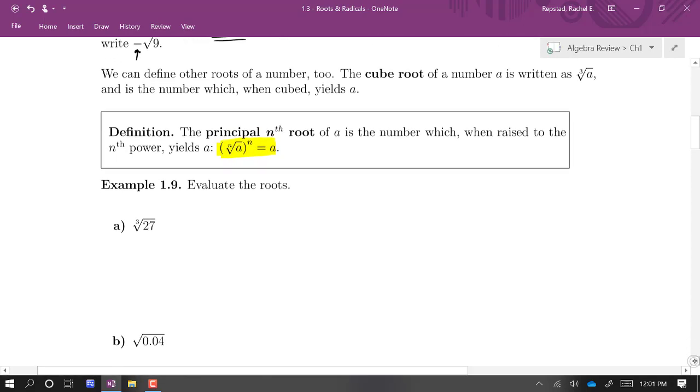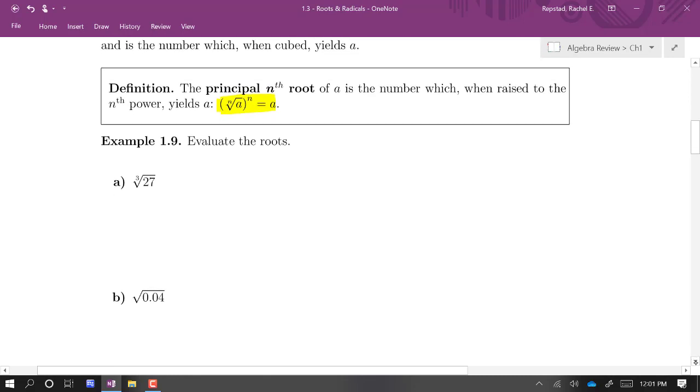In the beginning, these first few are ones that we could do by inspection. They're going to be kind of convenient numbers that we're working with. So the cube root of 27, we'll just note that the cube root of 27 is 3, and this is because 3 cubed, which is 3 times 3 times 3, is 27.